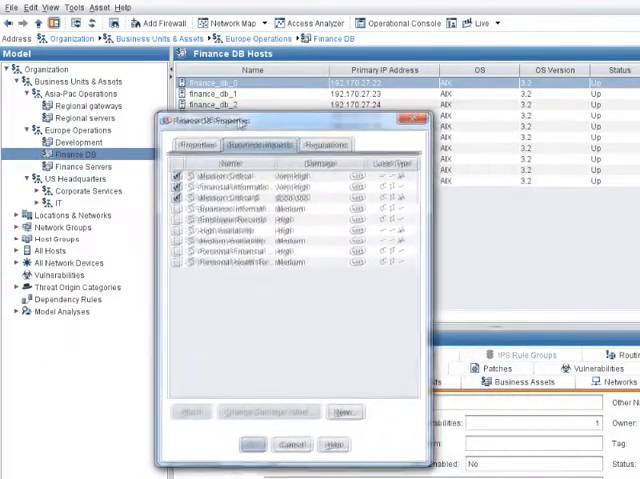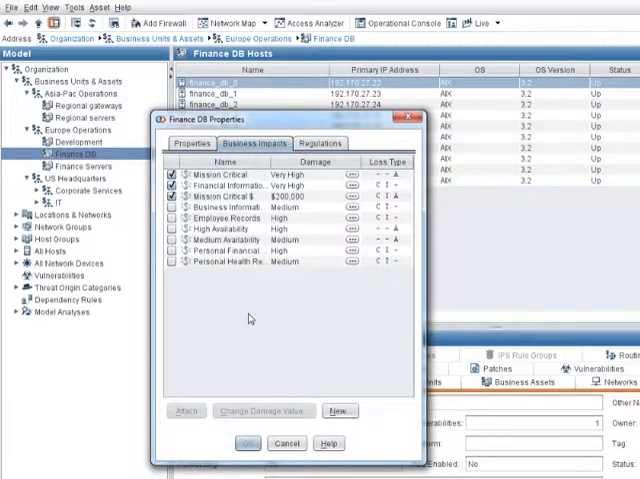under business impacts, I describe how bad it would be for certain things to happen to that asset group. So I can see that I consider damage to be very high if I lost availability of this asset group. I would also consider damage to be very high if I lost confidentiality and integrity of that group. It's because the asset group is mission critical, it's used every day, and it contains financial information.